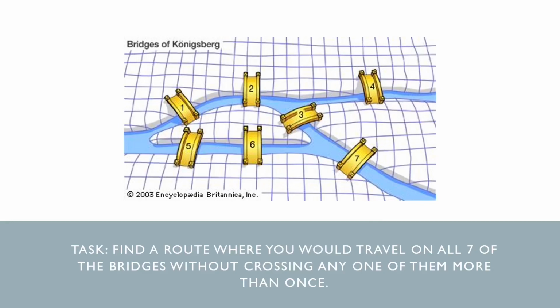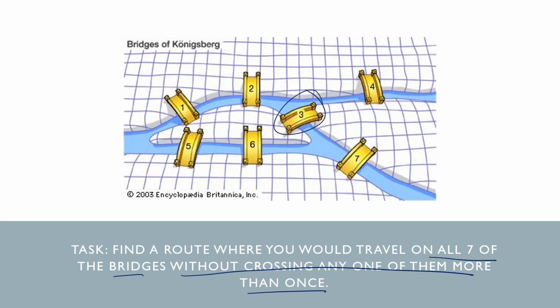Imagine this problem. There are 4 bodies of land with 7 bridges connecting them. You need to find a route where you would travel on all 7 bridges without crossing any one of them more than once. Sounds easy enough? Pause and try finding some paths. Not too easy, is it?